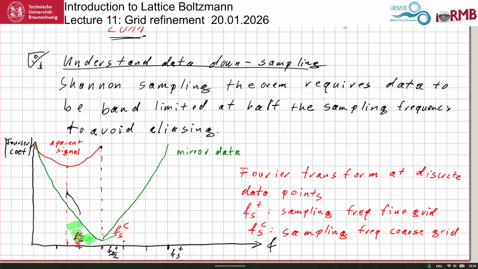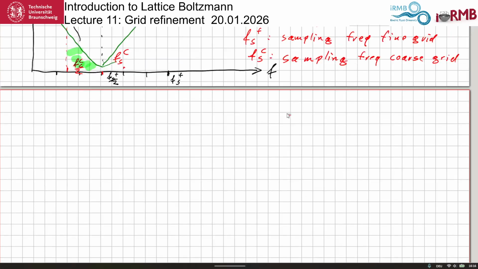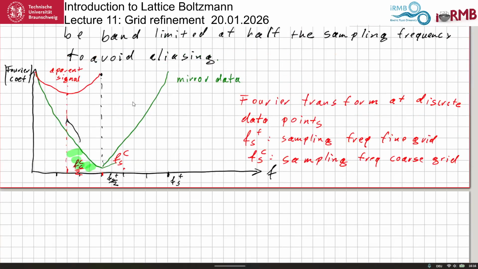spurious low frequency results. And by the way, looking at this mirror, the higher the frequency on this part, the lower the frequency is coming out. So basically, you really have the problem at the highest frequency that you could have. You will have a constant offset copied into your domain here.